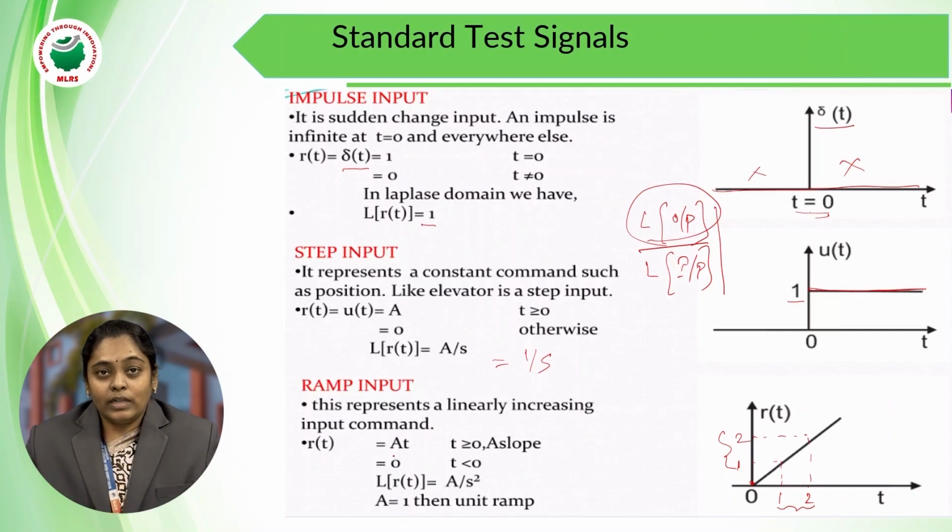And the notation for the ramp signal is A into t. Here A represents the amplitude of the signal at each and every instant of time. And as it is represented only for the positive cycle, for t greater than or equal to 0, amplitude is A, and for t less than 0, amplitude is 0. And the Laplace transform for a ramp signal is nothing but A by S square.